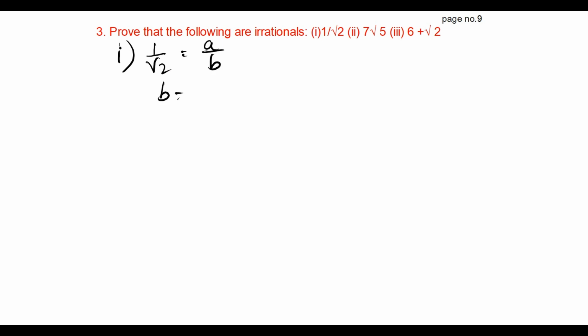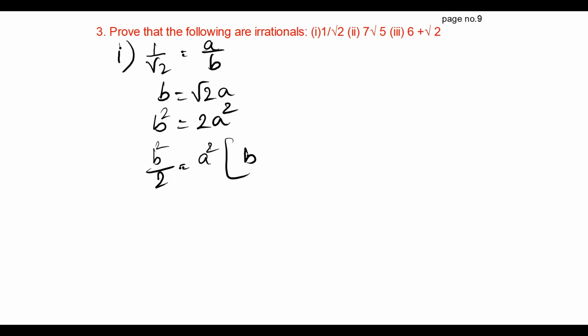Assume 1 by root 2 is rational, that is p by q, where q is not equal to 0. Take the common factor and divide that, and we will get a by b, where a and b are coprimes. So 1 by root 2 equal to a by b. Take b to the other side. So b equal to root 2 into a. Squaring on both the sides, b square equal to 2 into a square.